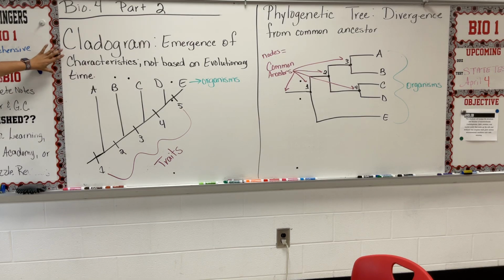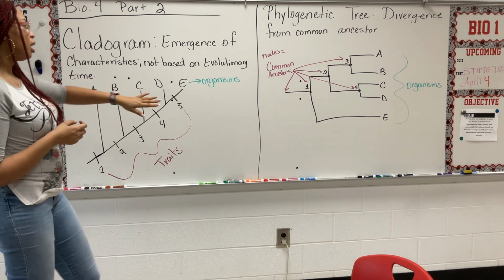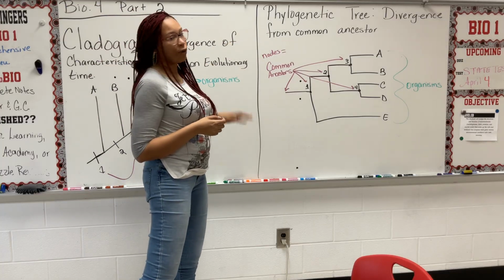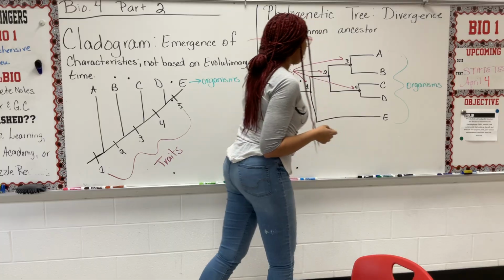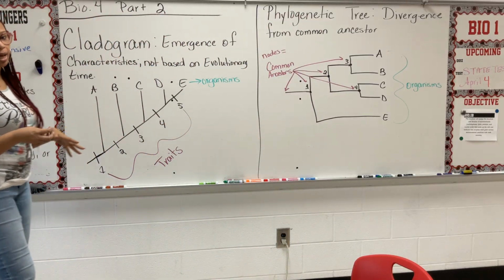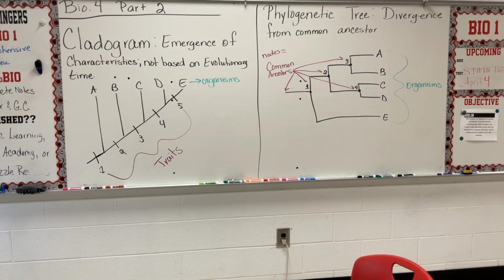Now, a cladogram is based off of the emergence of characteristics or traits, and it is not based on the time from which something diverged or when it evolved from a common ancestor, whereas phylogenetic trees do show the time of divergence from common ancestors. With phylogenetic trees, the length of the line actually matters, whereas with cladograms, it does not. Now, the thing that they both have in common is the closer two organisms are on a cladogram or a phylogenetic tree, the more closely related they are.